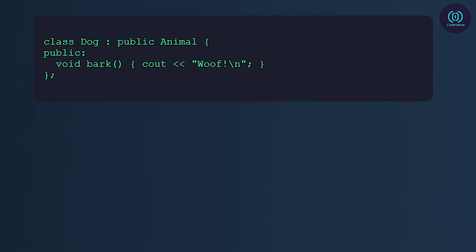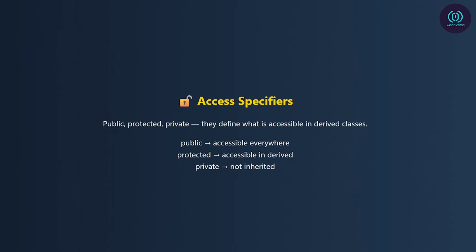In C++, inheritance is declared like this: class Dog : public Animal. The keyword public here means that the public members of the base class will stay public in the derived class. There are other inheritance types, like private and protected, which we'll see later.